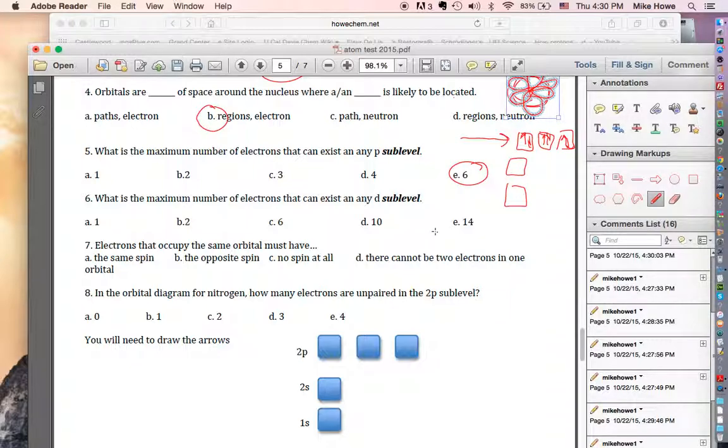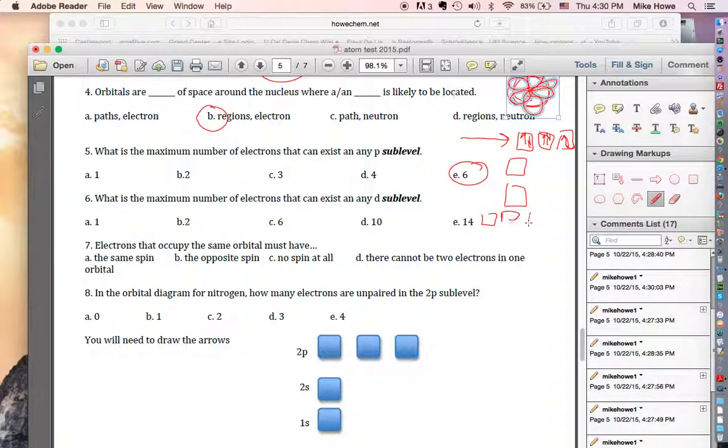If it was a d sublevel we're talking about, like in number 6, you'd be looking at 5 boxes. So how many electrons could be in the 5 boxes? Each one can hold 2. 5 times 2, 10. And if they are in the same box, did you notice that I put arrows that are going both up and down in both boxes? The reason that they go up and down is to try and show that they have an opposite spin from each other. So the correct answer would be B.